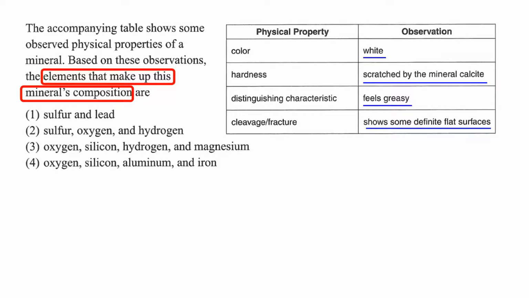So using these pieces of information, something that stands out to me is that it feels greasy. That would be under a distinguishing characteristic. And I know the hardness of calcite is 3. So I know this has a very low hardness if it's scratched by calcite. I also know that it has cleavage because of the flat surfaces here. So I'm looking for a soft mineral that feels greasy.